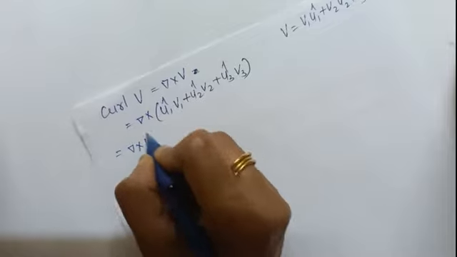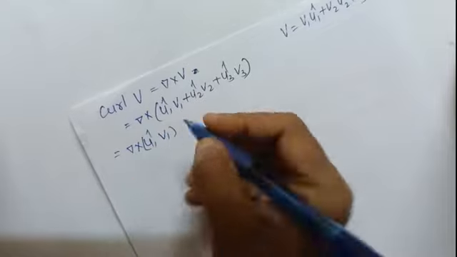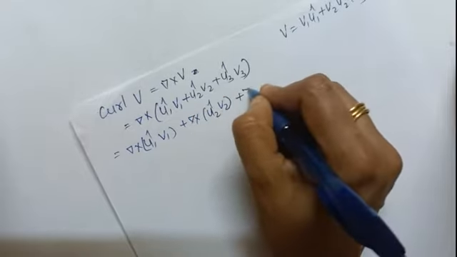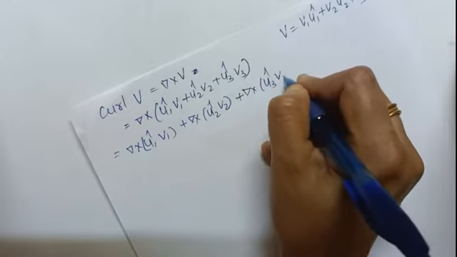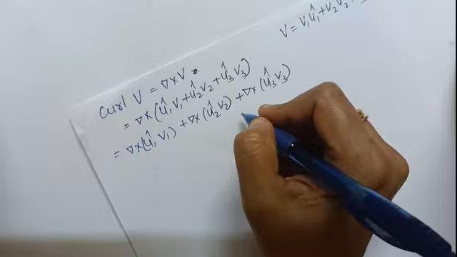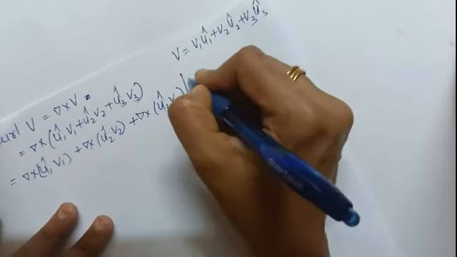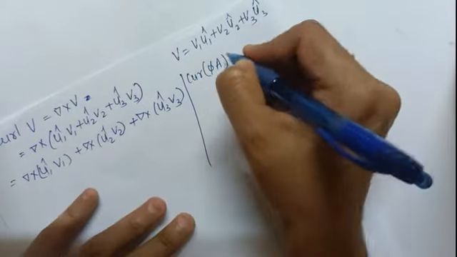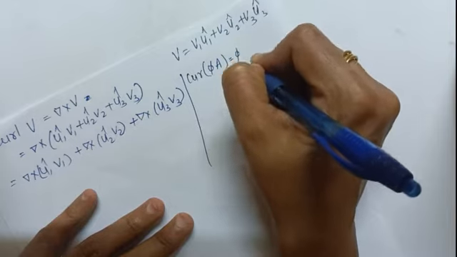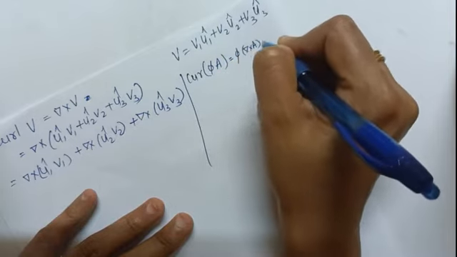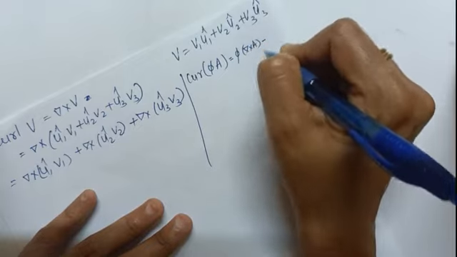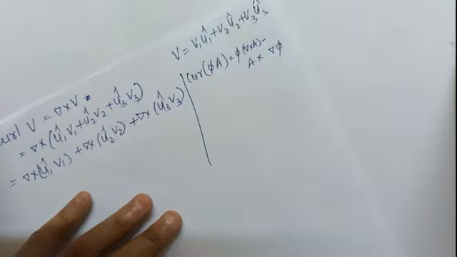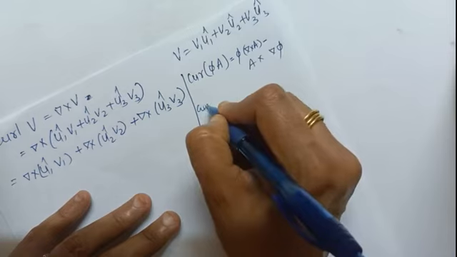Del cross U1 V1 plus del cross U2 V2 plus del cross U3 V3. Okay, now we have again our property, curl of phi A, that is del cross phi A. Del cross phi A can be written as phi of del cross A minus A cross grad phi. Okay, now instead of phi and A here, we are having curl of U1 V1.